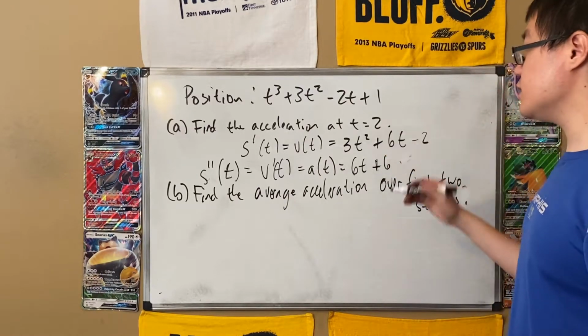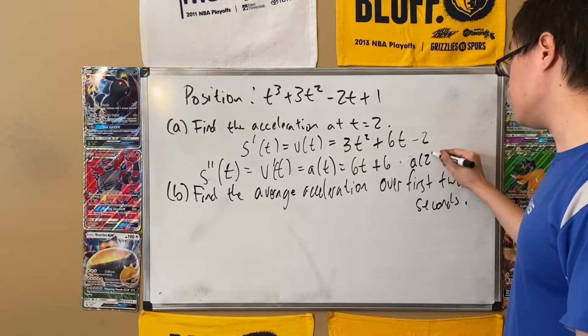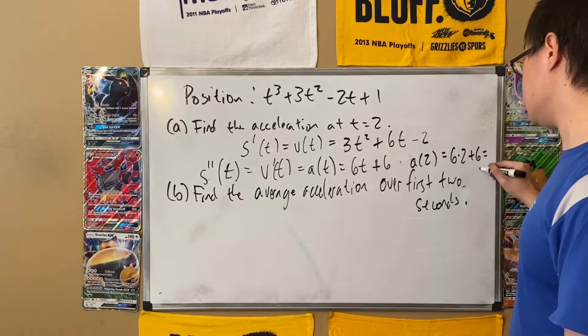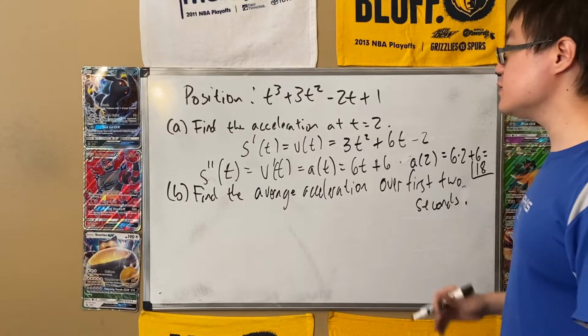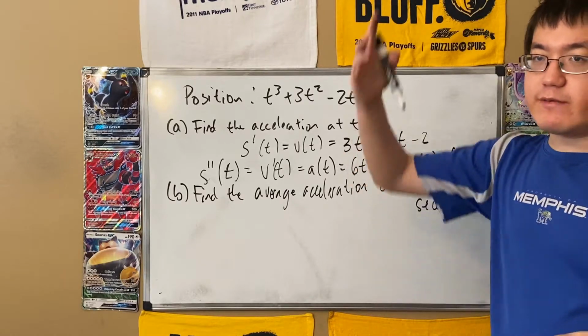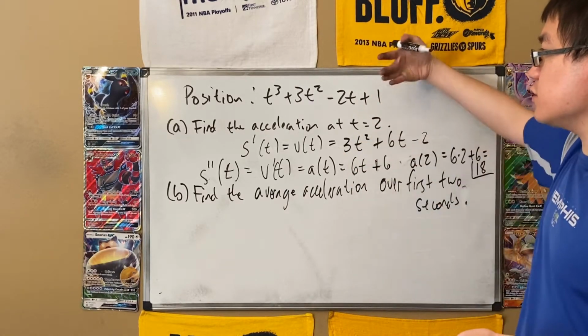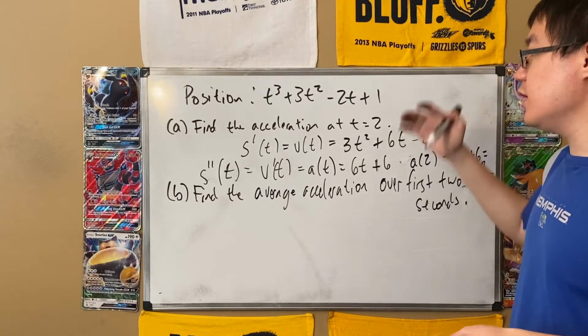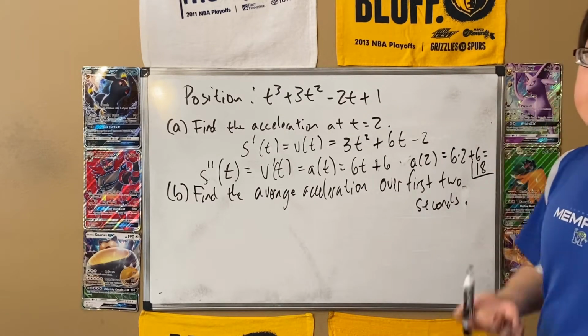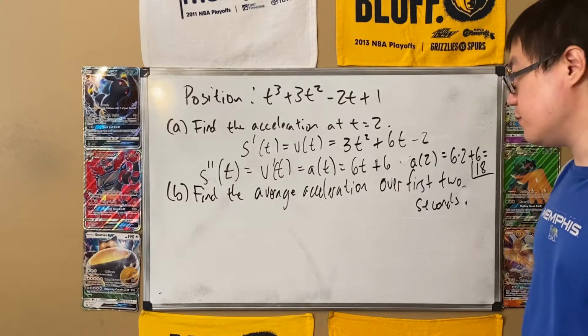But in this case, they do want us to plug in 2, so I will plug in 2. It's going to be 6 times 2 plus 6. This is 18. So this is the answer. If you had units, if you don't know, every time you take a derivative, you divide by a time period. So usually position would be in meters. Then it'd be meters per second, for example, for velocity. And then for acceleration, it'd be meters over second squared.